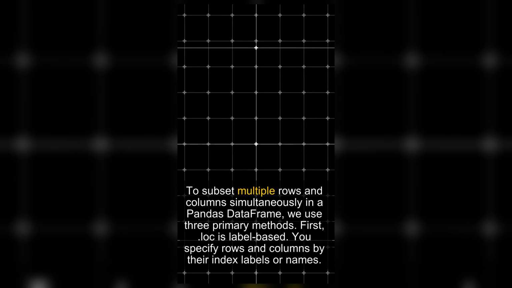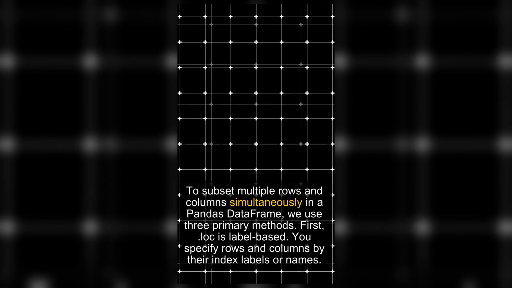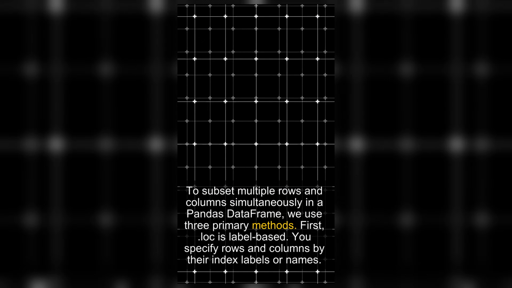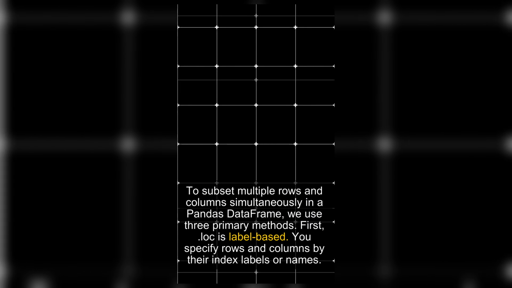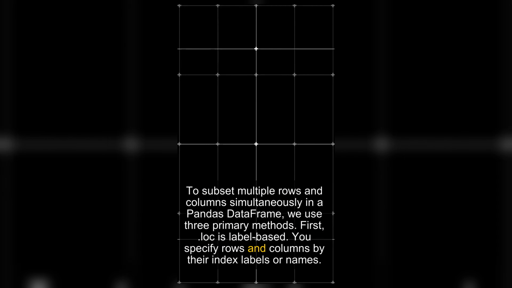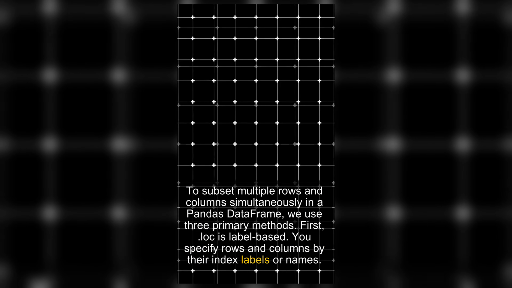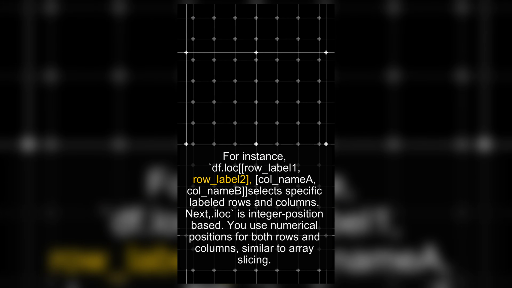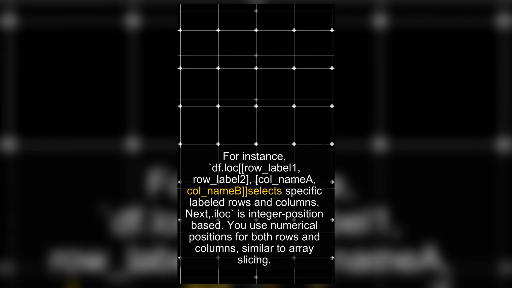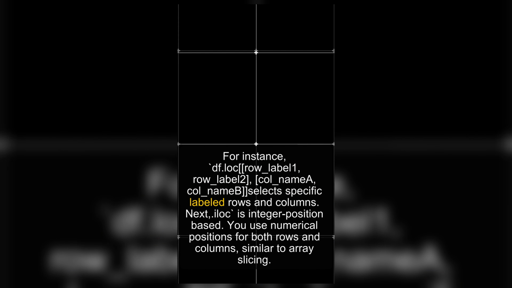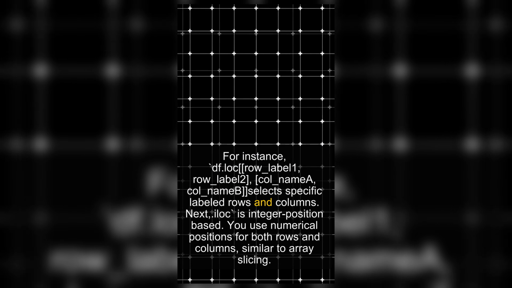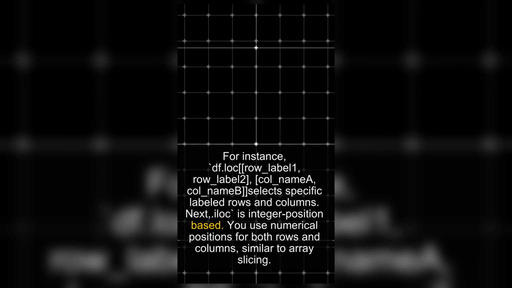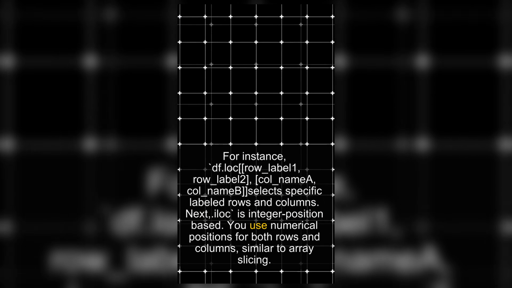To subset multiple rows and columns simultaneously in a Pandas data frame, we use three primary methods. First, .loc is label-based. You specify rows and columns by their index labels or names. For instance, df.loc[[row_label1, row_label2], [col_nameA, col_nameB]] selects specific labeled rows and columns.